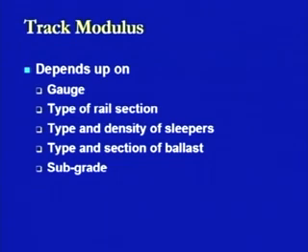Similarly, when we talk about the section of the ballast, as we have seen in the Indian Railways specifications, the ballast cover has been provided ranging from 200 mm to 300 mm. The more the ballast cover, obviously the more the track modulus is going to be in this sense.